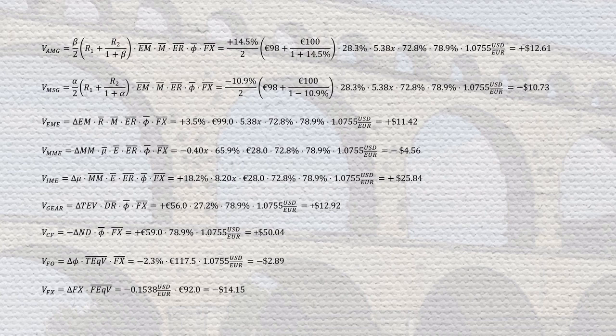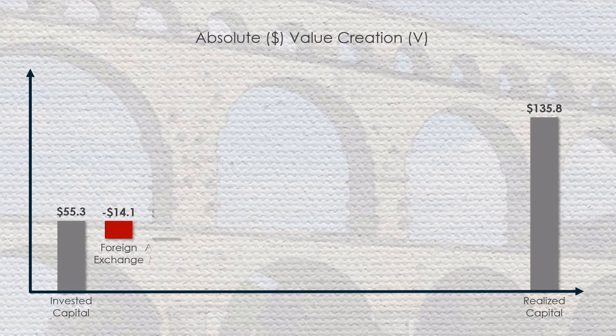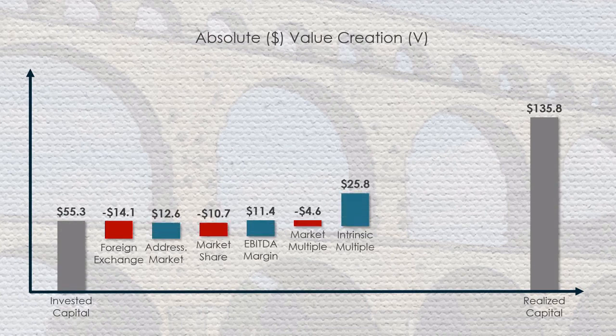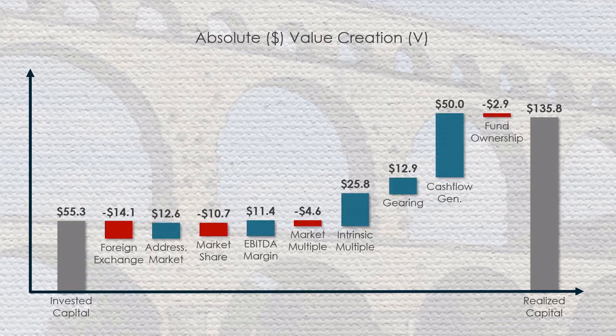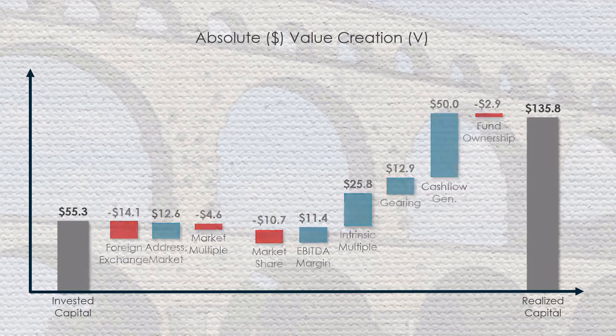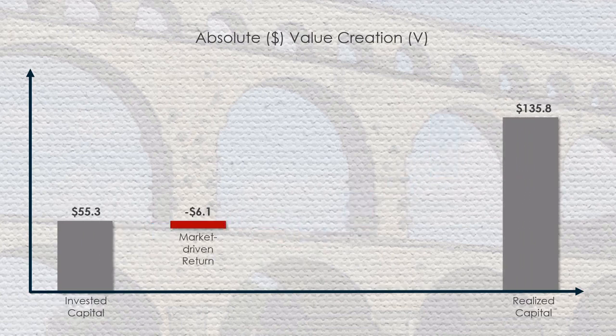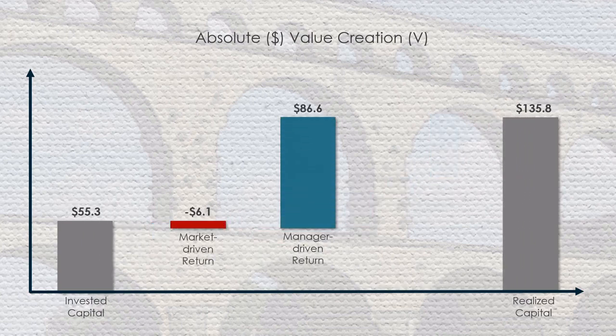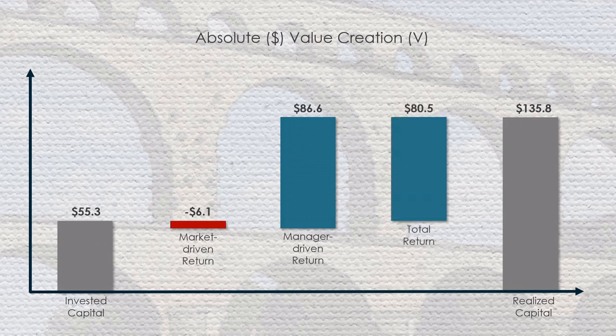When you plug these numbers into a chart, you get a value bridge that starts at 55.3 USD and ends at 135.8 USD, and the changes are fully explained by the value drivers calculated above. Now, when we get to this point, we can rearrange and combine these value drivers in any way that we see fit. For example, let's move all the market value drivers to the left and the manager value drivers to the right. We can then aggregate them into a market-driven return of 6.1 million, a manager-driven return of 86.6 million, and these combine to provide the correct total USD return of 80.5 million.